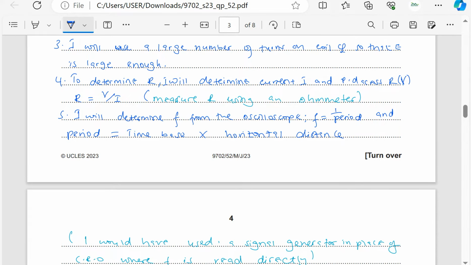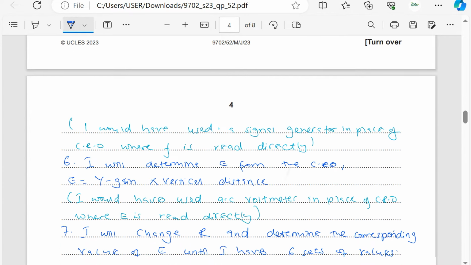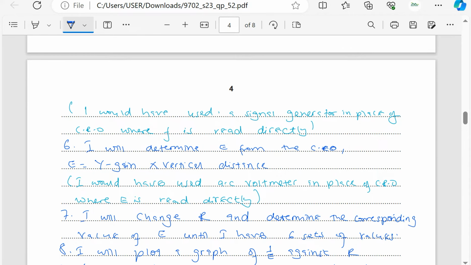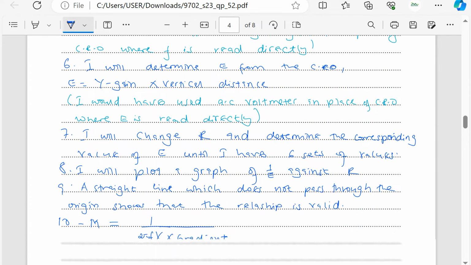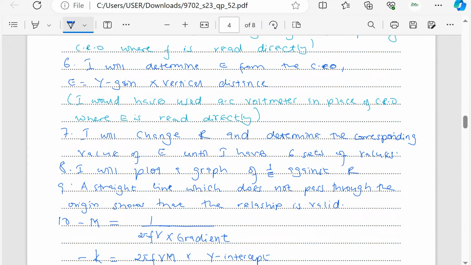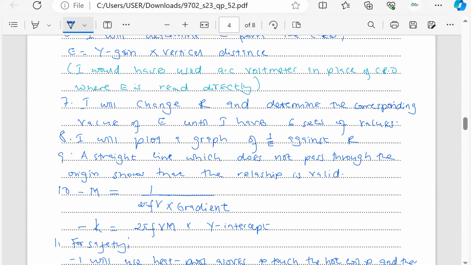I will determine F from the oscilloscope. Remember, F is 1 over the period, and the period from the oscilloscope is time base times the horizontal distance of one cycle. I would have used a signal generator in place of a CRO where F is read directly, but here I used the CRO. I will determine E from the CRO, and E is Y gain times the vertical distance. Instead of the CRO, I would have used an AC voltmeter, which gives E directly by just reading the peak. I will change R and determine the corresponding values of E until I have 6 sets of values.